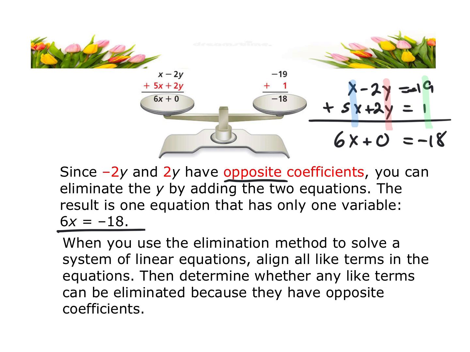Now, when you use the elimination method to solve a system of linear equations, we want to align like terms in the equation. Then determine whether any like terms can be eliminated because they have opposite coefficients.